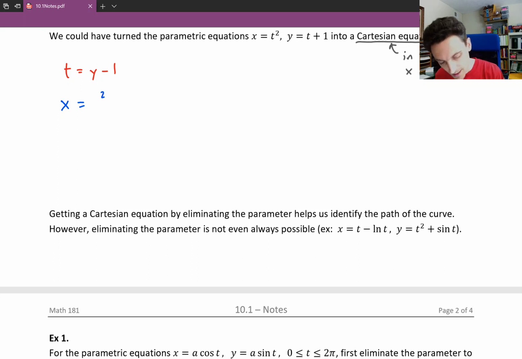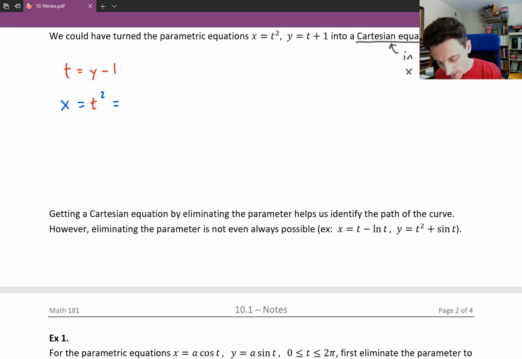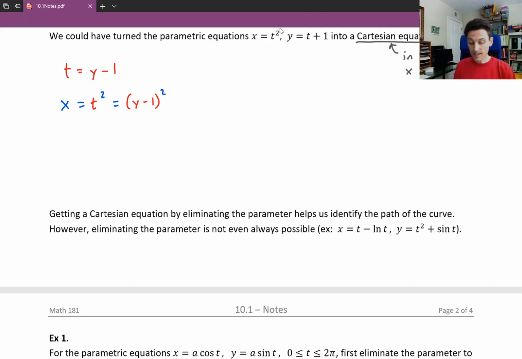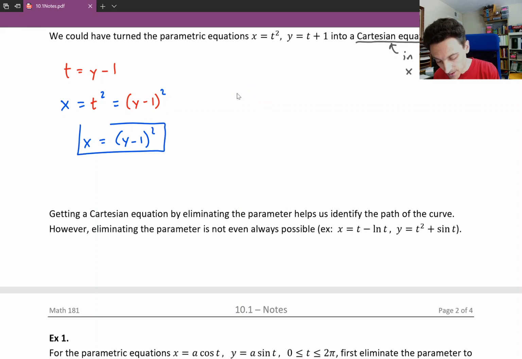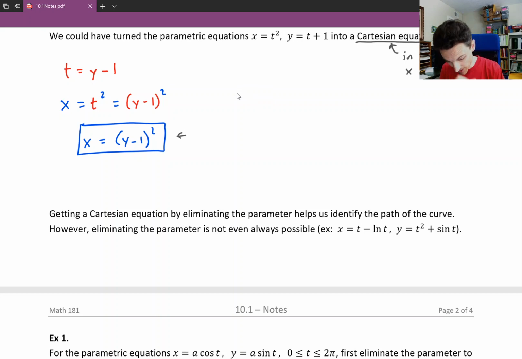instead of x equals t squared, we can write x equals y minus 1 squared. So we're just replacing the t in the first equation with y minus 1. So we get x equals (y minus 1) squared. That's a Cartesian equation. That's an equation that's only in terms of x and y.